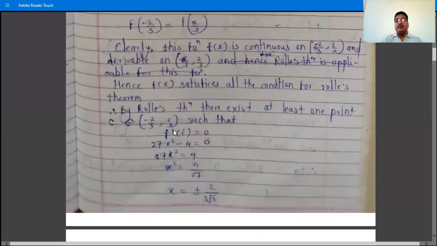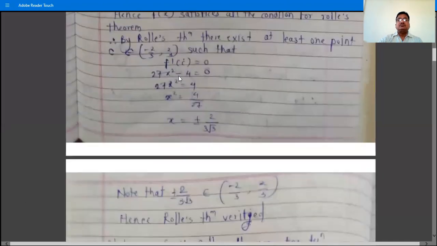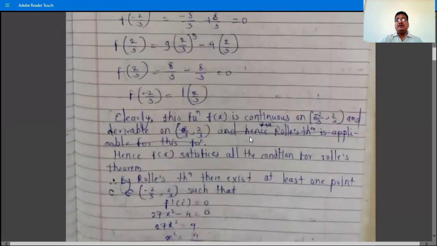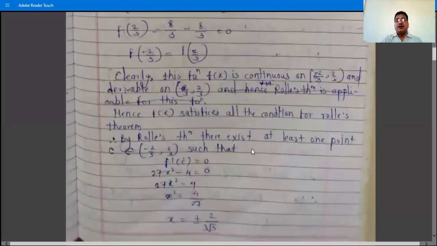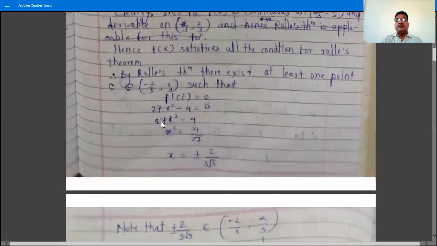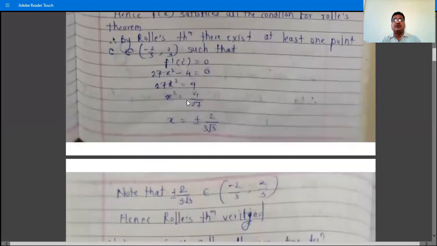Now we have to find the value of c. So what is f'(c)? First find f'(x). f'(x) is 27x square minus 4. And so f'(c) is 27c square minus 4 is equal to 0, and then find the value of c.